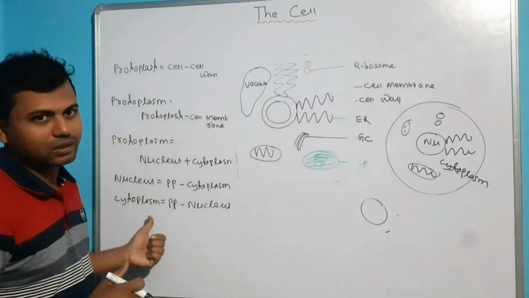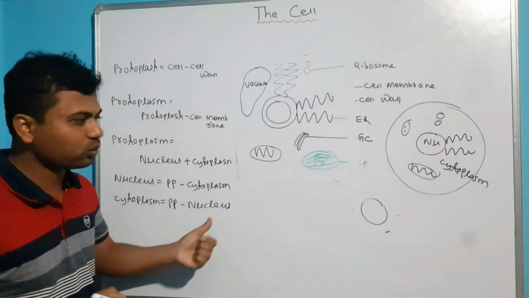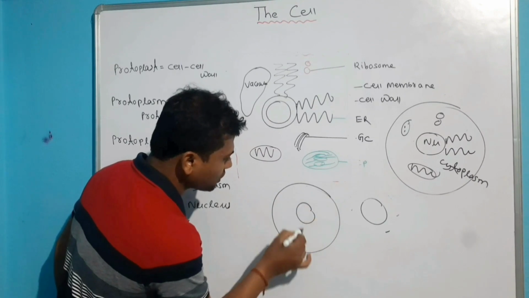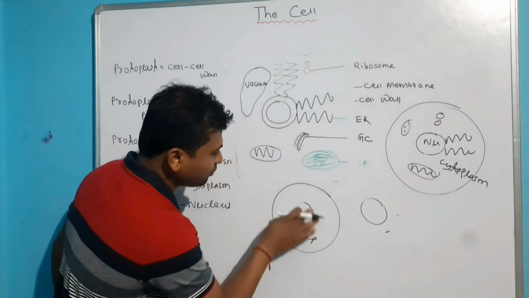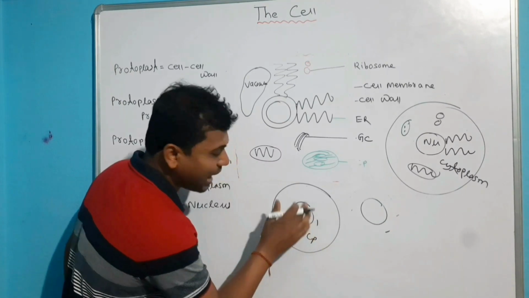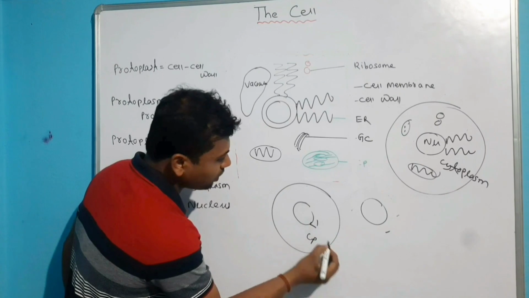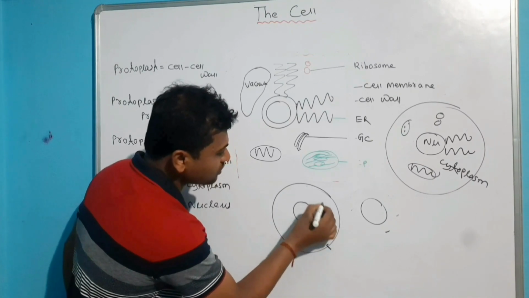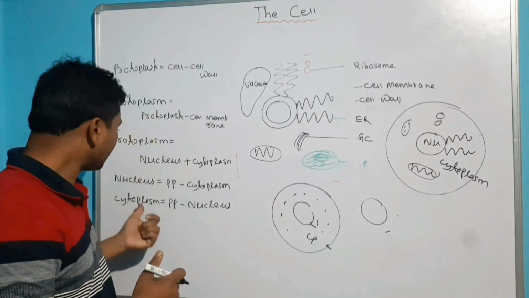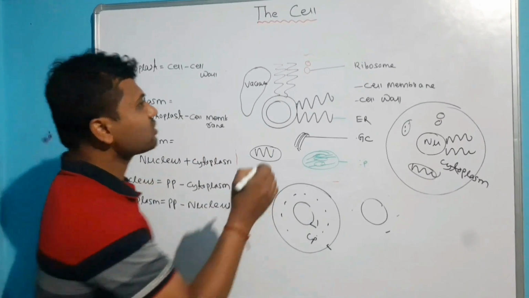Now come to the cytoplasm. So cytoplasm is protoplasm minus nucleus. Now this is the protoplasm, this is the nucleus, this is the cytoplasm. If we remove the nucleus, the parts which are present outside the nucleus, or simply here between the nuclear membrane and the cell membrane, this part is the cytoplasm. So besides the cytoplasm, another term that is associated with the cell is the cytosol.